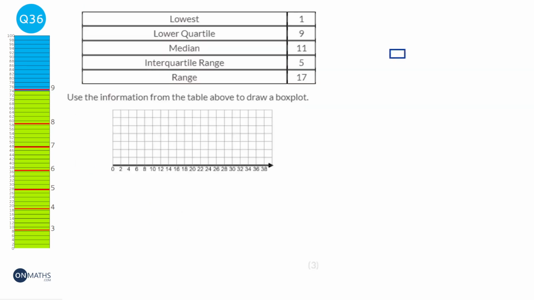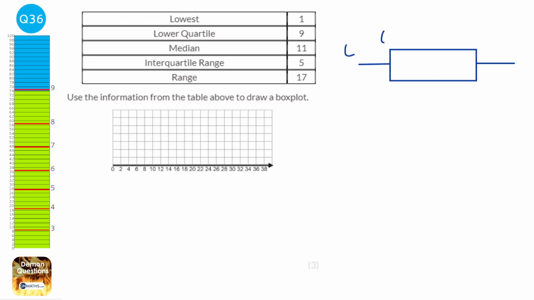A box plot starts with the lowest value, then it goes to the lower quartile. So we have the lowest value, then the lower quartile, and then we have the median, then the upper quartile, and then the highest value. So the lowest value is at 1 on this one, and normally we just put a little line at the end here. So we're going to put a line at 1, a little bit further to the right. There we go. And our lower quartile is 9, which is where the box starts. So we're just going to start a box there.